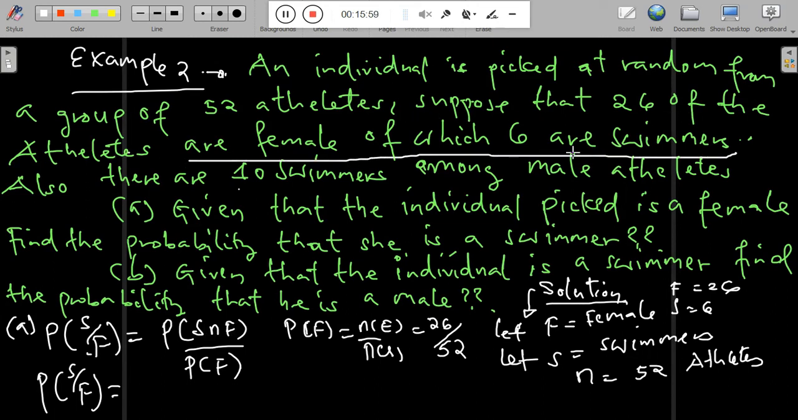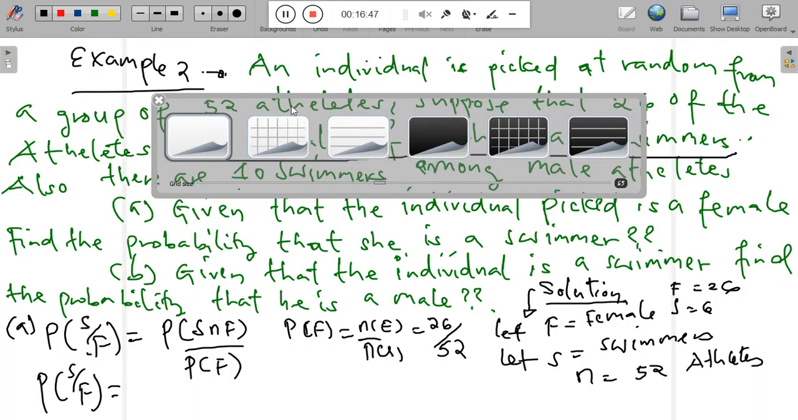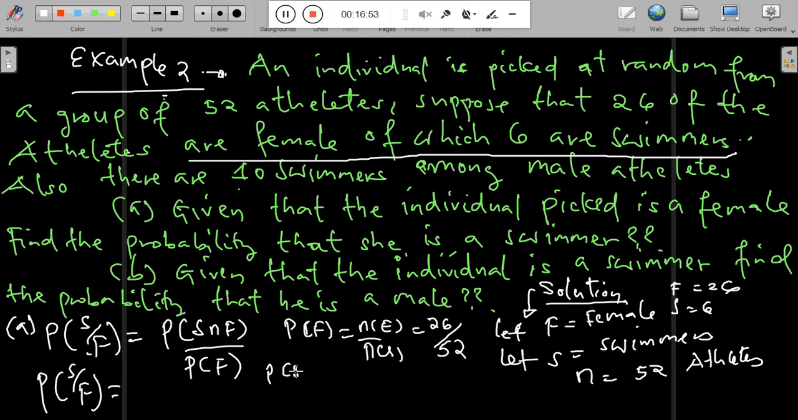Now, what is the probability of swimmer given female? We need to find the probability of swimmer intersection female, S intersection F. Now, we refer to the question: 26 of the athletes are female, of which 6 are swimmers. So here the intersection between swimmer and female is 6. For that case, the probability of swimmer intersection female is equal to 6 divided by the total number of athletes, that is 52. So the probability of swimmer intersection female is 6 over 52.